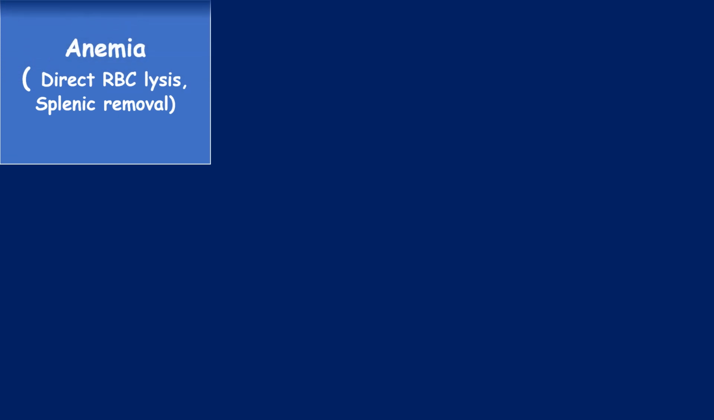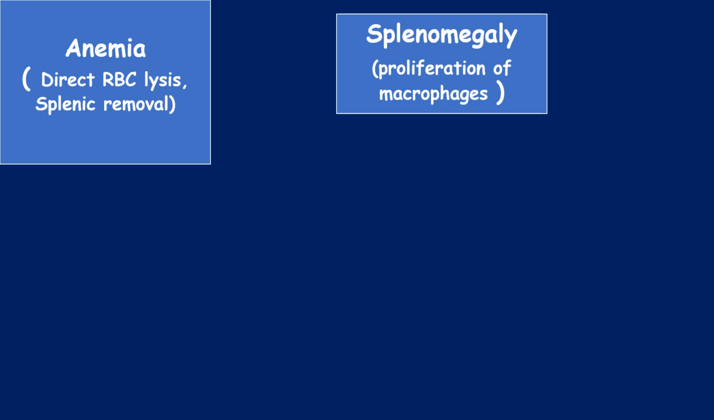The second clinical feature is anemia. Anemia may develop after a few paroxysms. This is due to RBC lysis, that is, due to splenic removal of infected RBCs or uninfected RBCs with immune complexes, where antibodies bind to the antigen of the malarial parasite. The third clinical feature is splenomegaly. This is due to proliferation of macrophages. These macrophages are involved in phagocytizing the parasitized and non-parasitized RBCs.